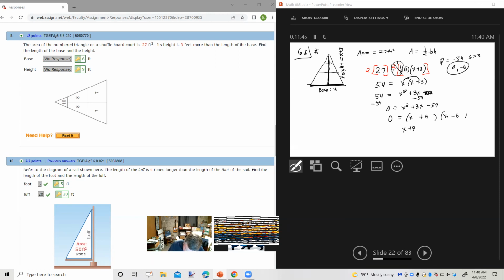So x plus 9 equals 0. Sorry about that. x minus 6 equals 0. Subtract 9: x equals negative 9. Add 6: x equals positive 6. Well, once again, we're dealing with a distance, so it can't be negative. So the base is 6. And what units? Square feet was the area, so this is feet. And the height would be 9 feet. So base 6 feet, height 9 feet.